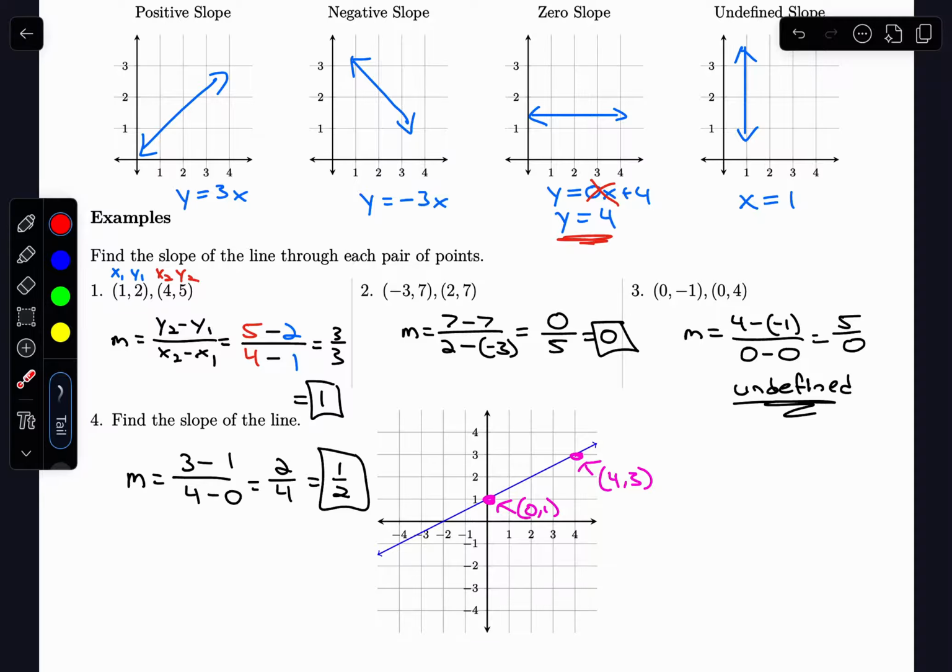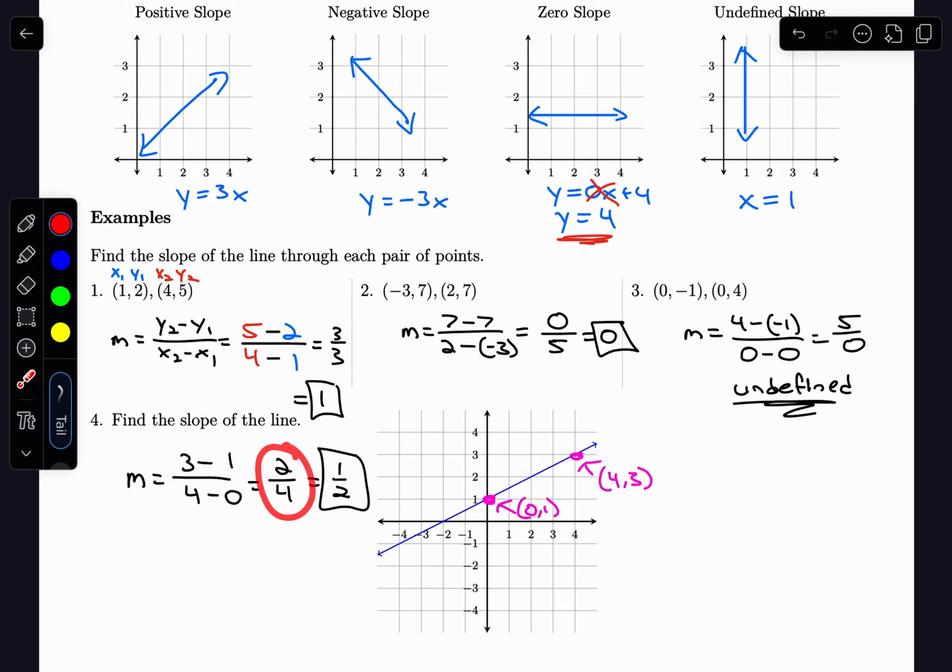We've learned all about fractions in this class. Equivalent fractions give you equivalent slopes. So in problem 1, we had 3 over 3 was equal to 1. Really what I mean is that a rise of 3 and a run of 3 is equivalent to a rise of 1 and a run of 1, because 1 is really 1 over 1. So 3 over 3 is equivalent to 1.